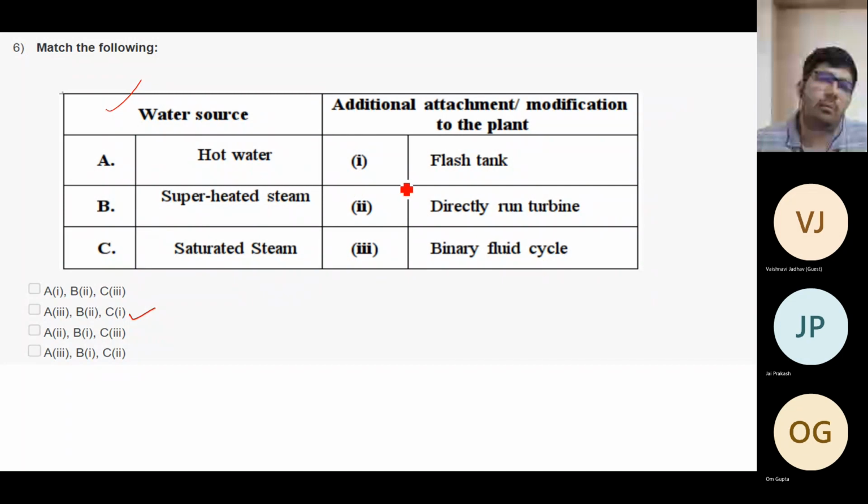Try to think about our previous slides. We have covered these three in detail.